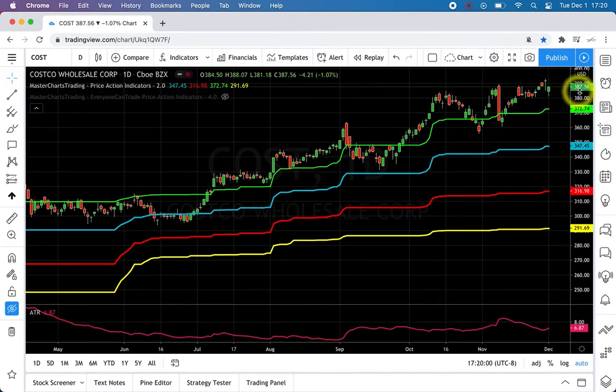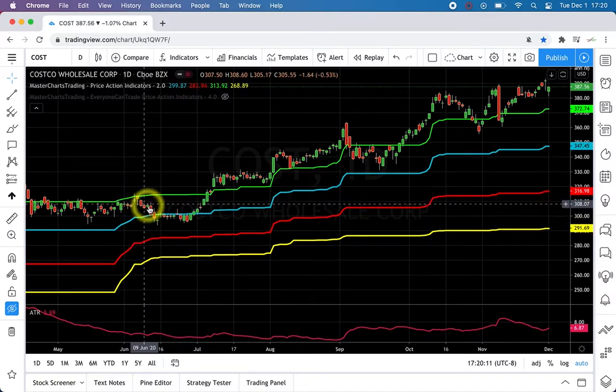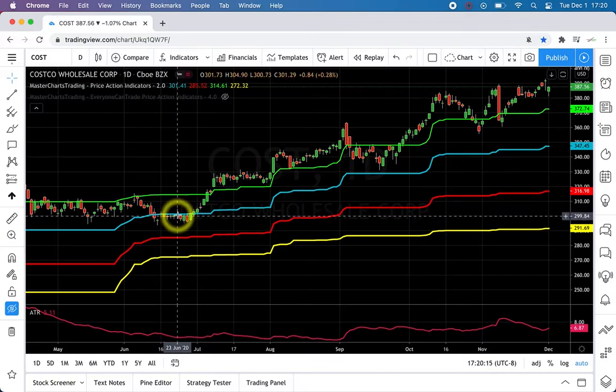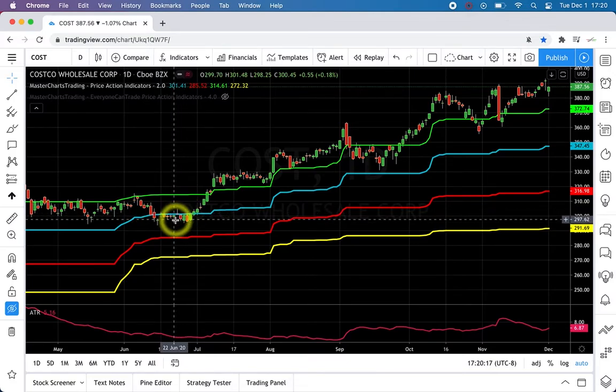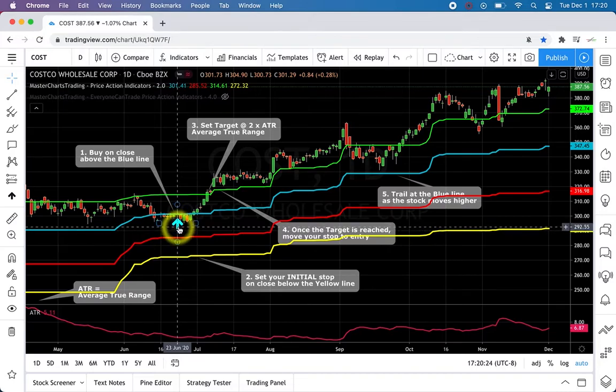because this is a pretty expensive stock. It's $387. We're looking back right now at June of 2020. You can see that the stock was already above the blue line, but then it came down towards it, touched it, and closed above it, where I'm hovering right there, 23rd of June. At that point, we should be able to go ahead and buy it, basically.